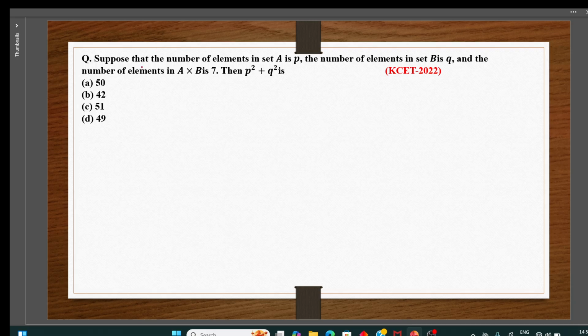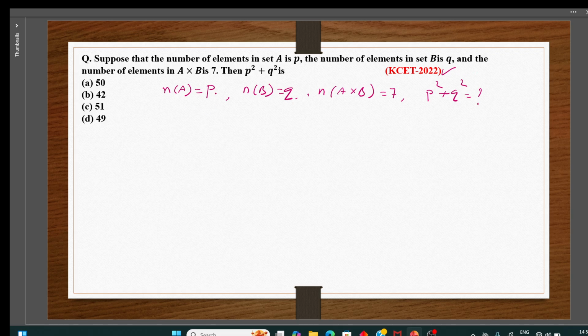Now the next question is, suppose that the number of elements in set A is P, n(A) = P. Very simple. The number of elements in set B is Q, n(B) = Q. Then the number of elements in A cross B is 7, n(A × B) = 7. Then find P square plus Q square. This question is from KCET 2022.